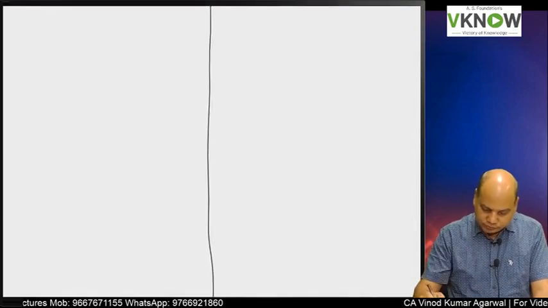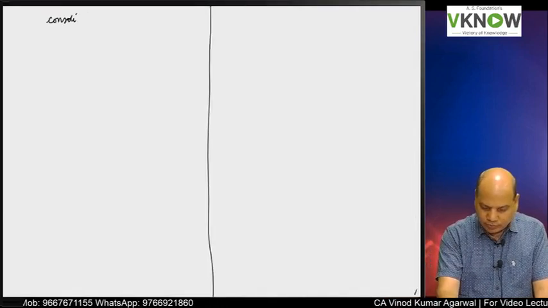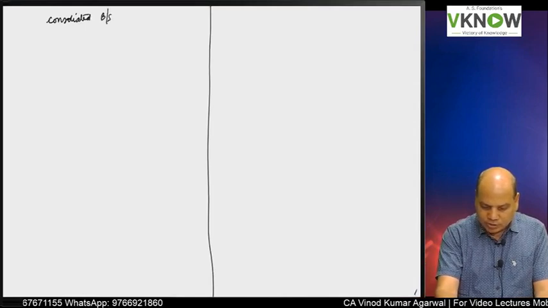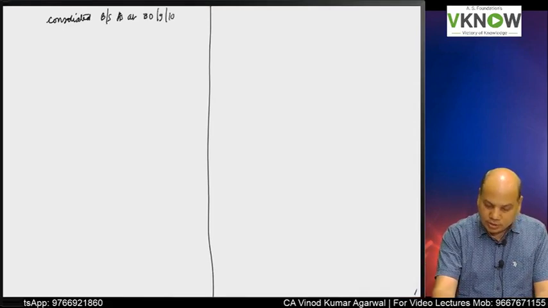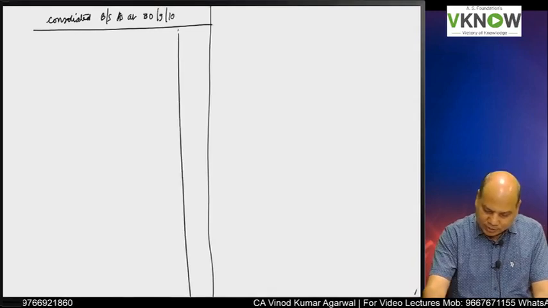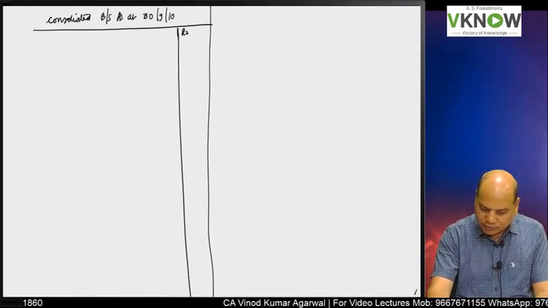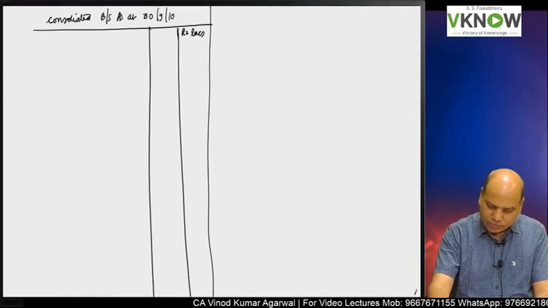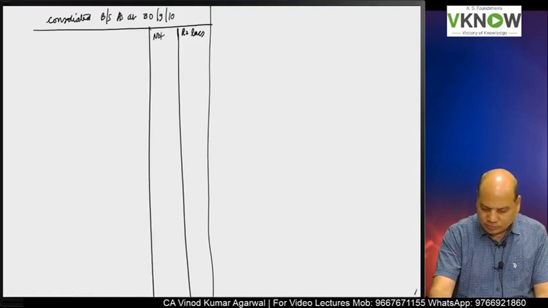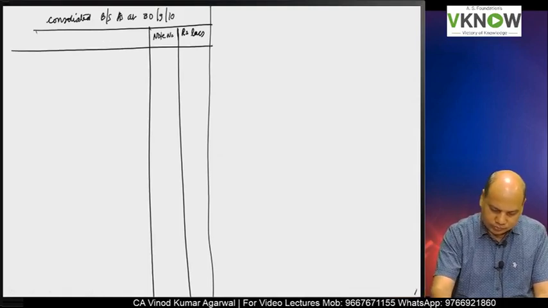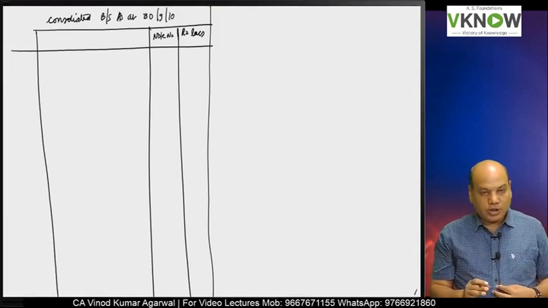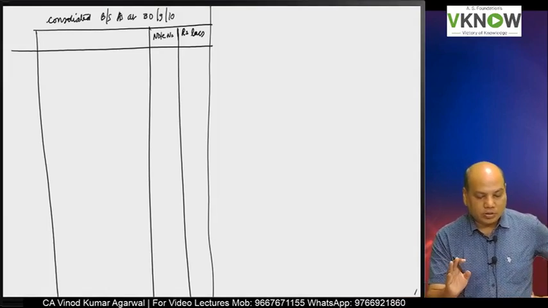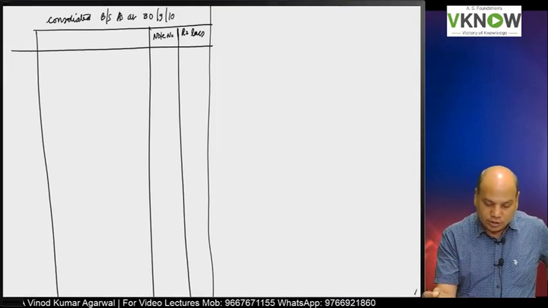Now we are going to prepare consolidated balance sheet. Write down consolidated balance sheet as at 30th September 10. Write down rupees in lakhs. Write down note number here. First, we'll draw the format as per Schedule 3. In your booklet, the format is the old format. You will not follow that in the exam. You will follow Schedule 3 format.